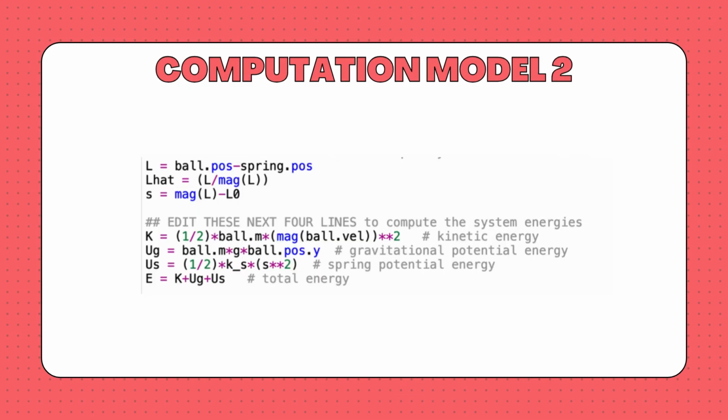All right. So in this portion of the code, we calculate the system's energy. It first finds the spring's length, direction, and stretch from its rest position. Then it computes the three energy types: kinetic energy from the ball's motion, gravitational potential energy from its height, and the spring potential energy from how much the spring is actually stretched. And then finally, it adds all of them together for the total energy of the system, which should remain constant throughout the motion.